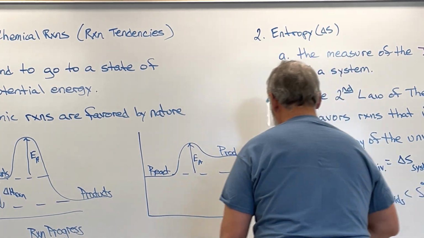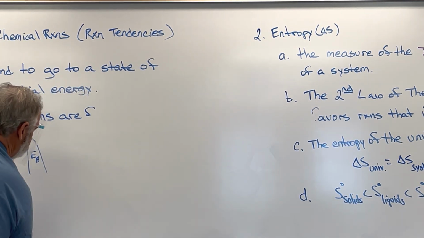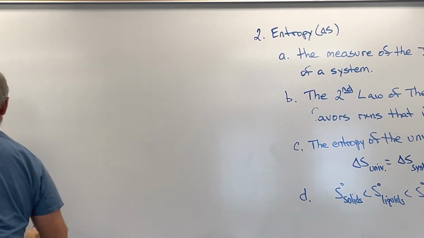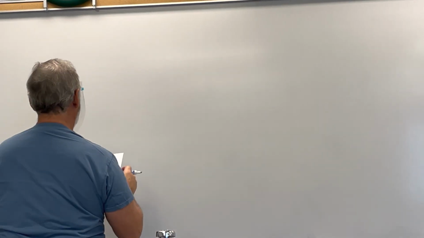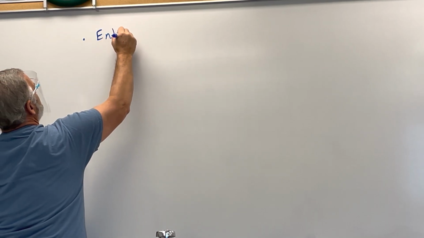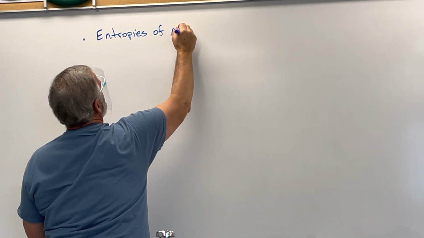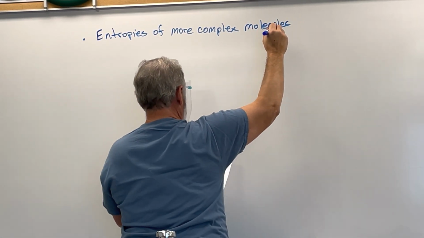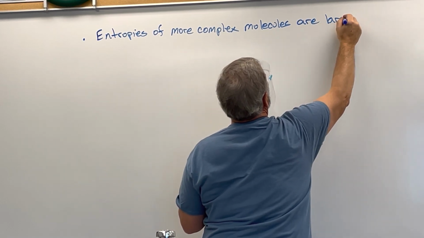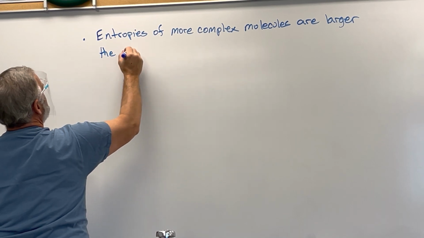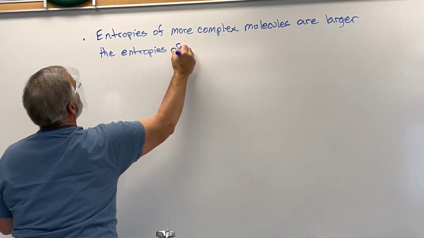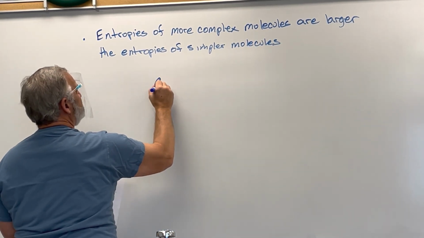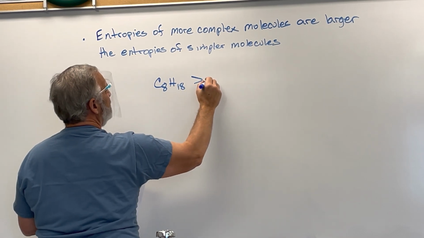General things about entropy. Just some general statements. Entropies of more complex molecules are larger than the entropies of simpler molecules. Okay, so the entropy of C8H18 is going to be greater than the entropy of CH4.